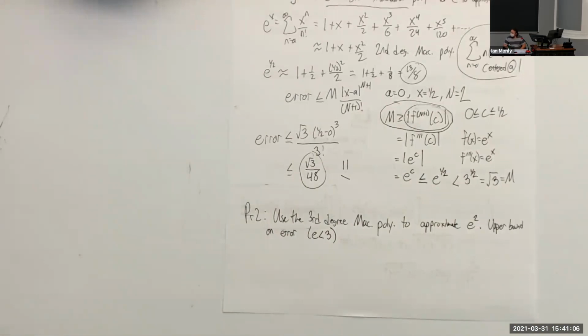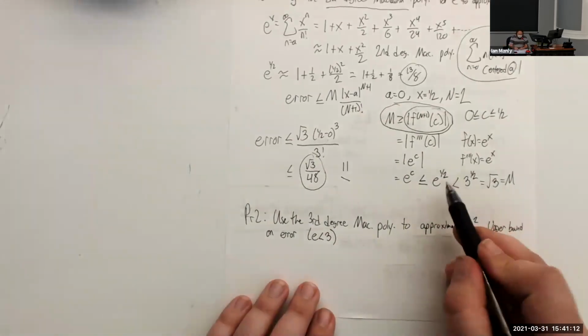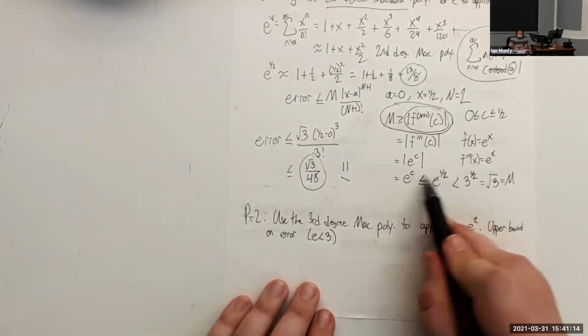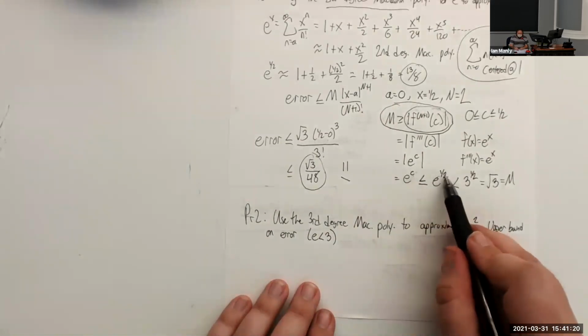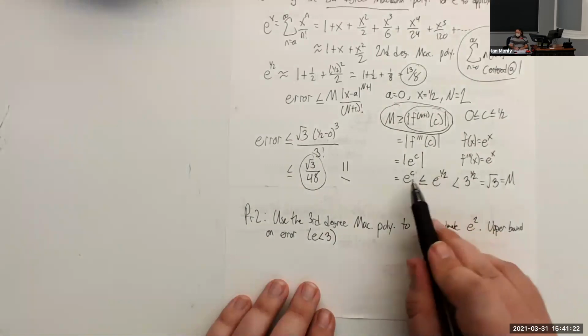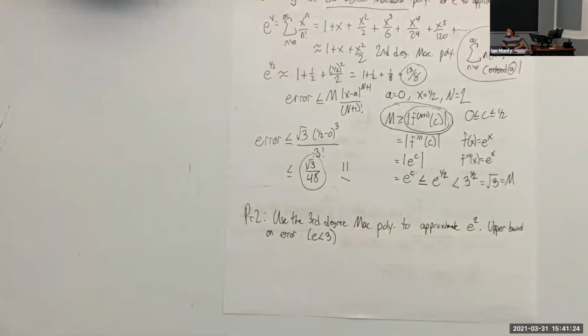Can we use e to the 0 to reduce the error for the previous problem? Well, not really, because c could be bigger than 0. For example, we could have 1/4, so e to the 1/4 would be bigger than e to the 0. So unfortunately, we can't do that.